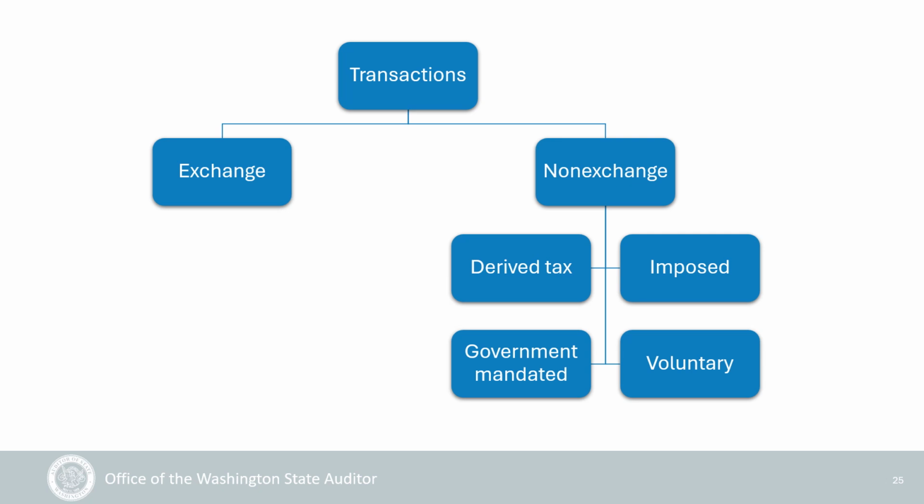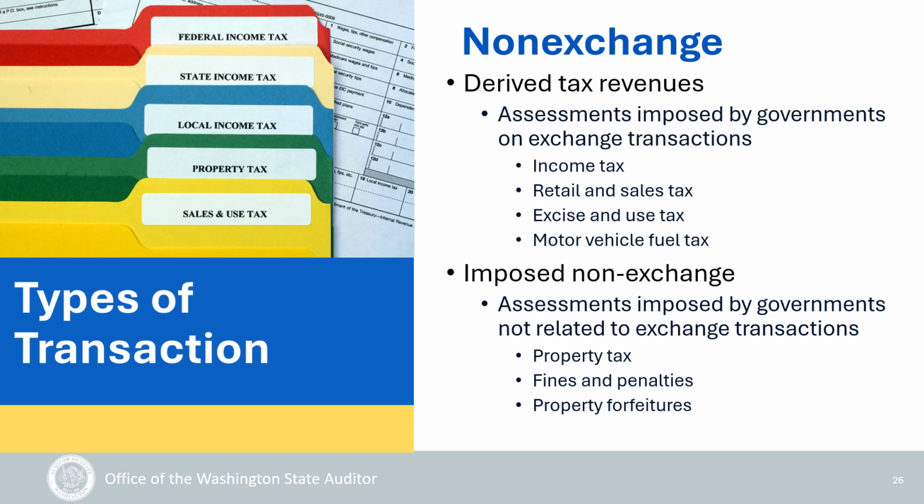Non-exchange transactions are further broken down into 4 categories: derived taxes, imposed non-exchange transactions, government-mandated non-exchange transactions, and voluntary non-exchange transactions. Starting with derived taxes, these are assessments that governments impose on exchange transactions. This includes income tax, retail and sales tax, excise and use tax, motor vehicle fuel tax, and more.